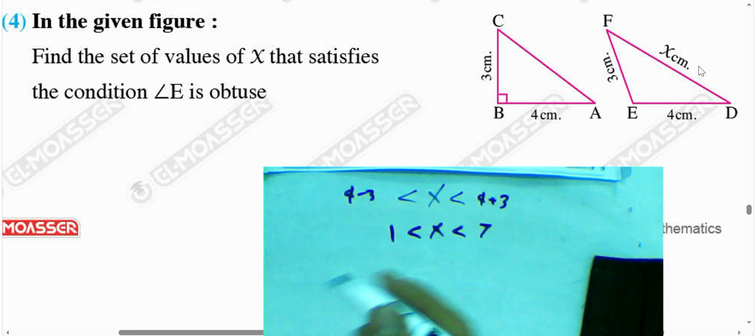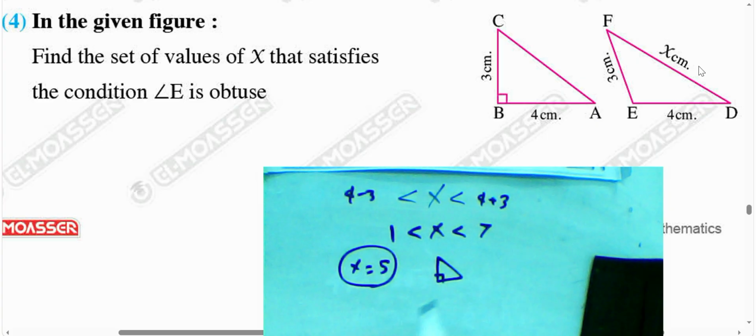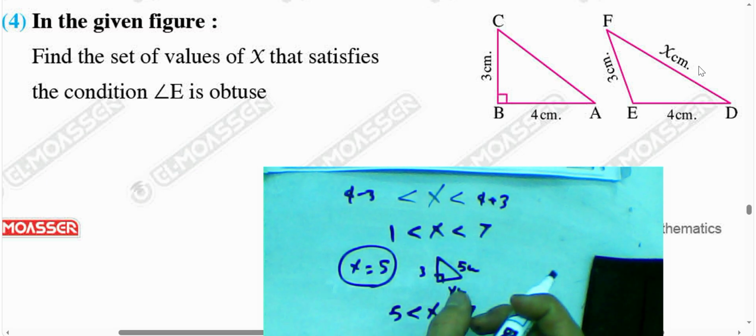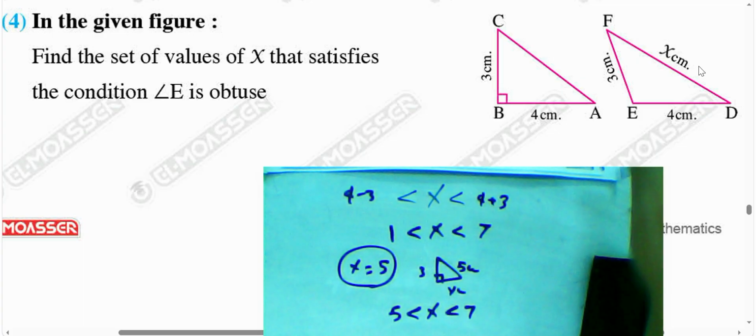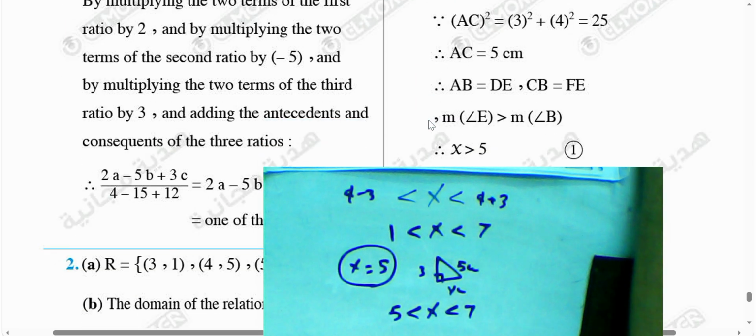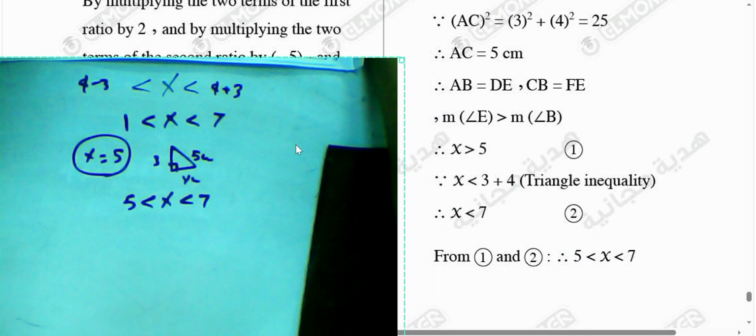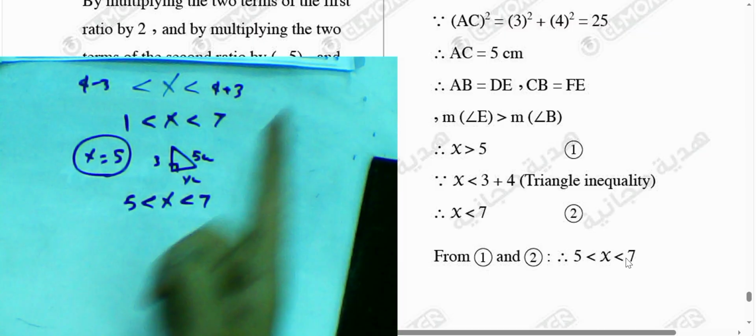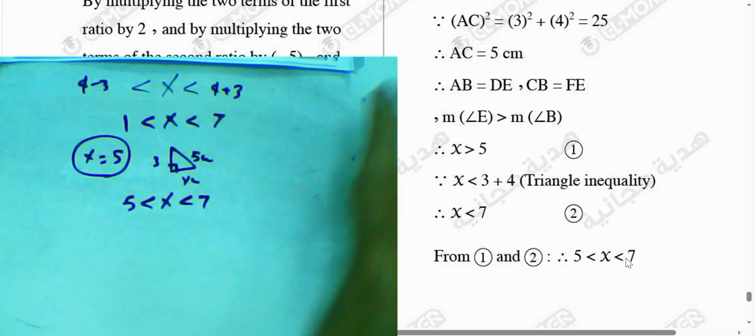Okay, and if x equals 5, it will be a right angle triangle. Then x greater than 5 and less than 7, because we have a right angle triangle here. 3 centimeter, 4 centimeter will be 5 centimeter. If the side length here is 5, this triangle will be right, but he tells me this angle is right or obtuse, so this angle will be obtuse. Then the length of x will be greater than 5 and less than 7. You can write the steps here. Look at here. These are the steps about this question.